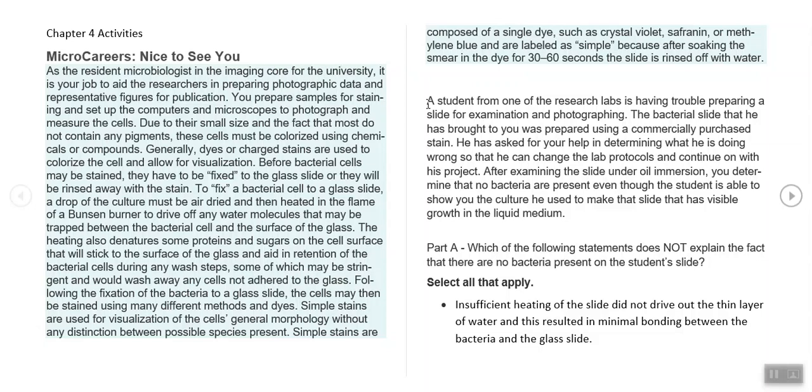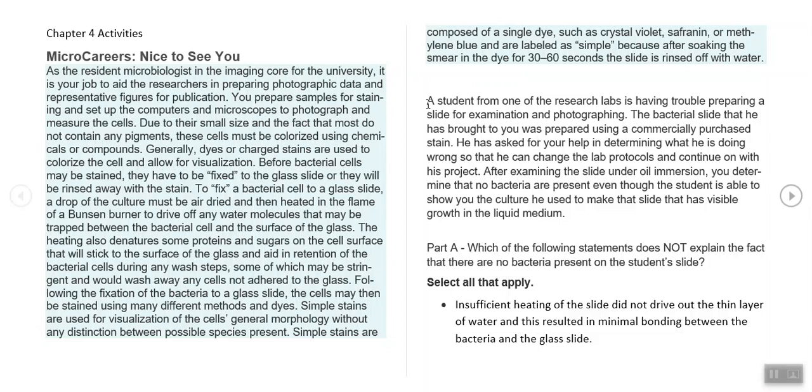Two, rinsing with alcohol during the wash step stripped the bacteria off the glass slide. So, as we're reading this blurb, we understand that we use alcohol in gram staining, but in this particular simple stain, you only used one single dye. So, crystal violet, methylene blue, safranin, those are the only dyes that you're going to use. So there was no alcohol used. So that one there, let's put a pin in that one because I feel like that one's not really telling us the whole story there because we didn't even use any alcohol.